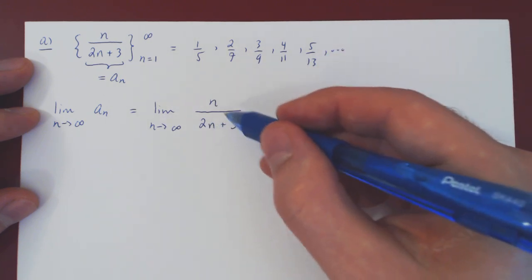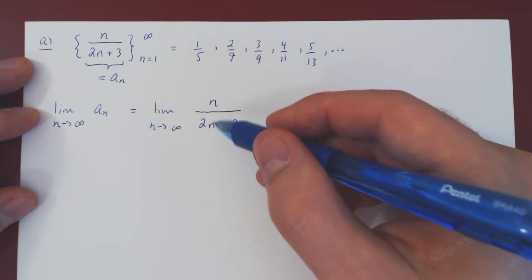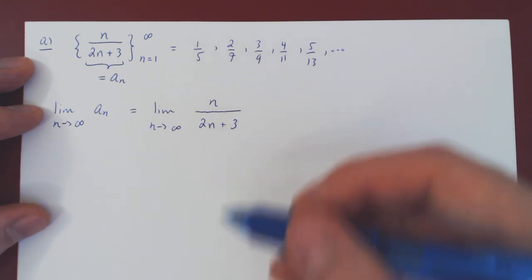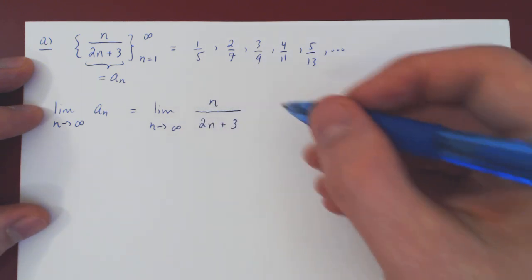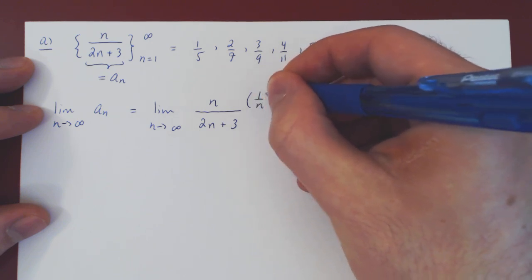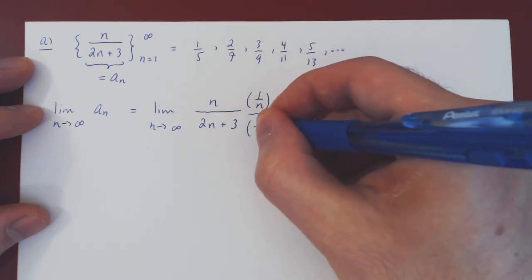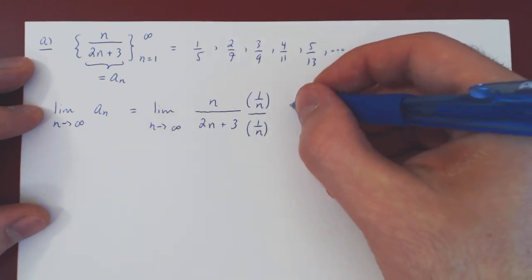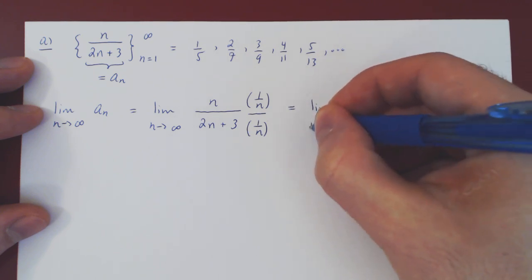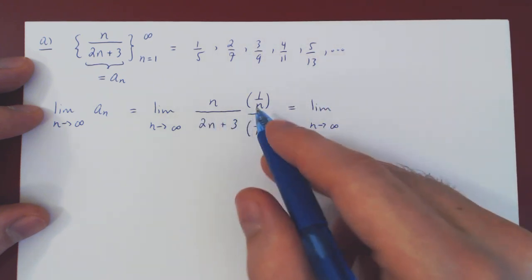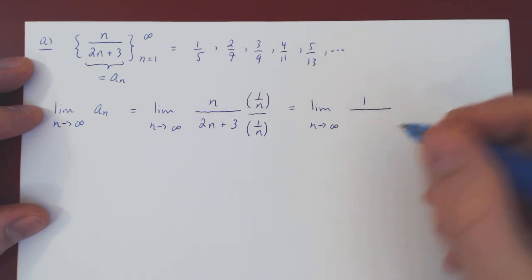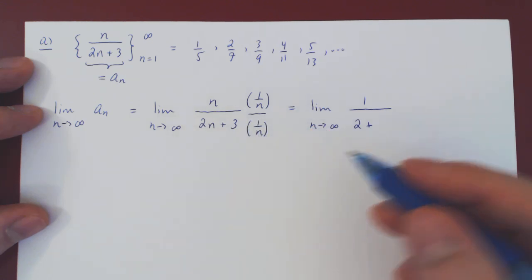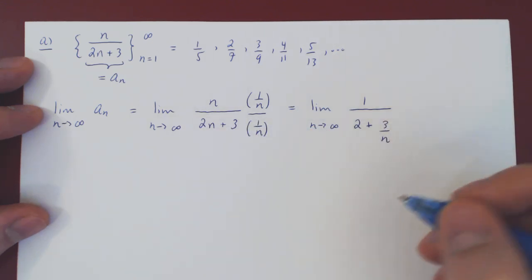We have an infinity over infinity case, but it's a simple rational function, and the largest power of n on top and on the bottom is 1. If you recall, the simplest way of handling such a limit is to multiply top and bottom by 1 over n over itself. So 1 over n over 1 over n is just 1, but if we multiply through, let's see what happens. We'll have 1 on the numerator over, now 2n over n is 2, plus 3 times 1 over n is 3 over n, and the limit now is trivial.